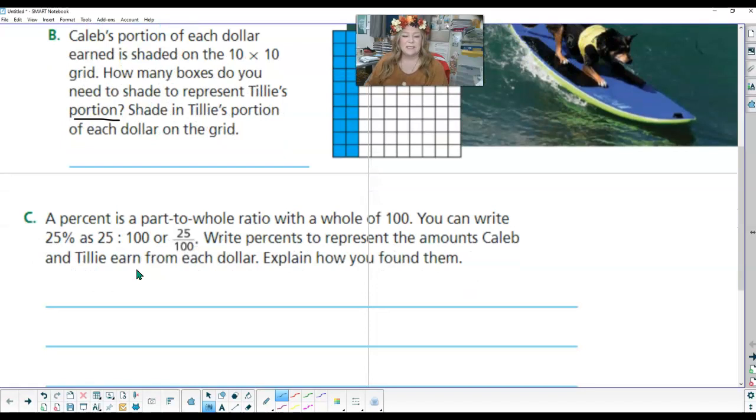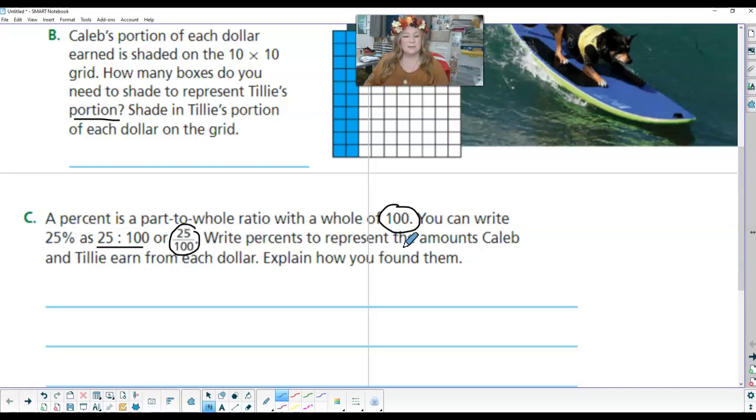So a percent is just a part to whole ratio. We get the part, the whole is 100. Every time, 100. So we could write 25% as 25 to 100, or 25 out of 100, or 25%. It means 25 out of 100.